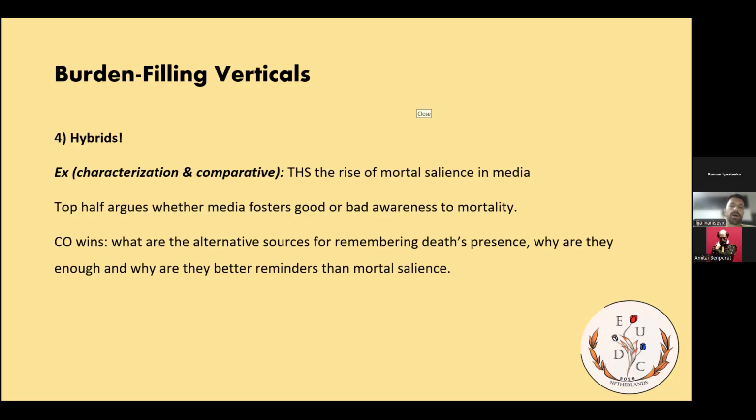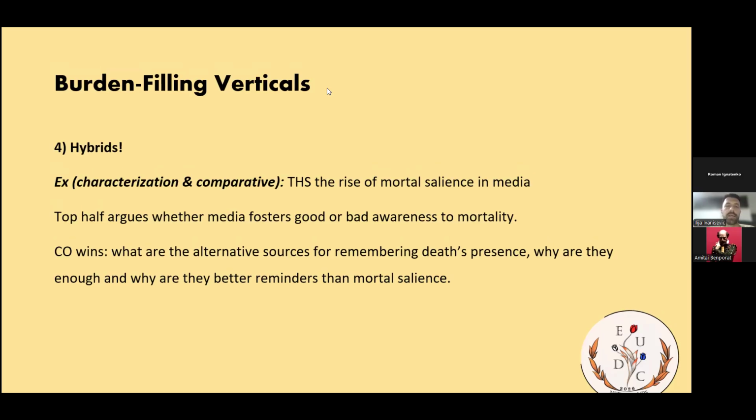And here, top half argues whether media foster good or bad awareness of mortality. And then CO won in this round in terms of explaining what the alternative sources for remembering death's presence are, why they are enough, and why they are better reminders than mortal salience. So it's sort of a mix of this, because you still increase the comparative, explaining why there are better ways to deal with this, right? But also the characterization of what the world we are living in is, and what all of these things are that lead us to this awareness of death's presence, etc.